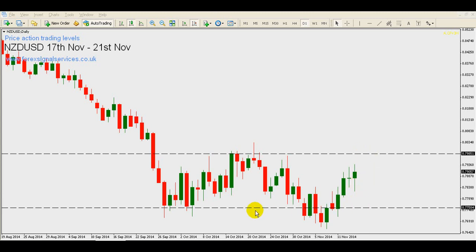If we drop down here, then again your level of interest is 77.50. So on Kiwi, NZDUSD, 79.85 or 77.50.